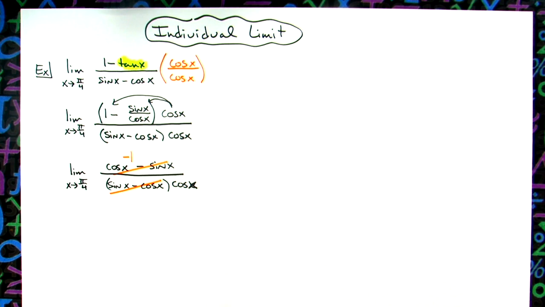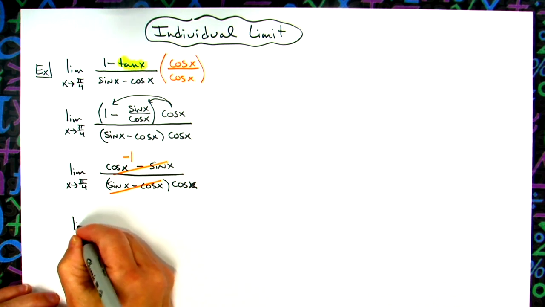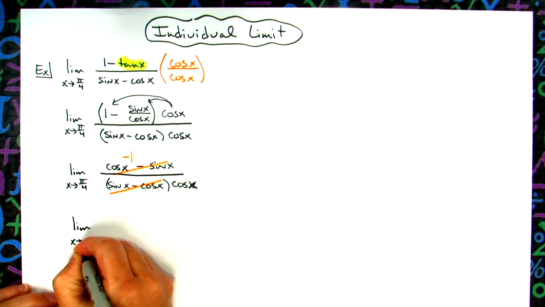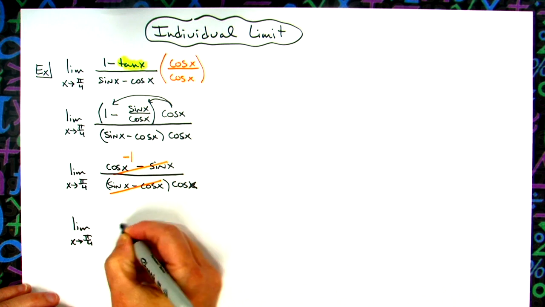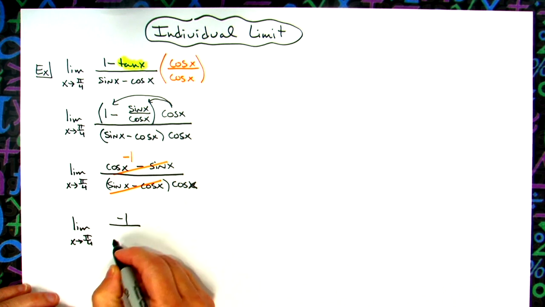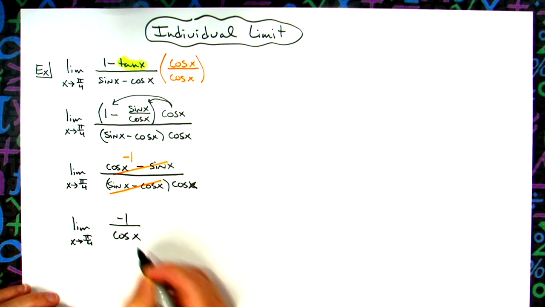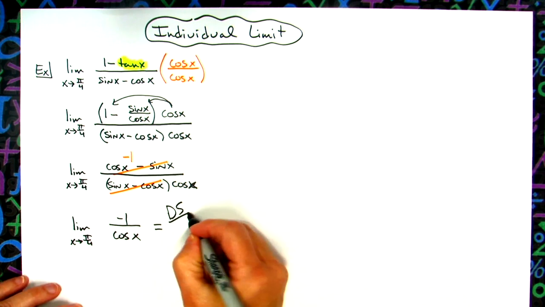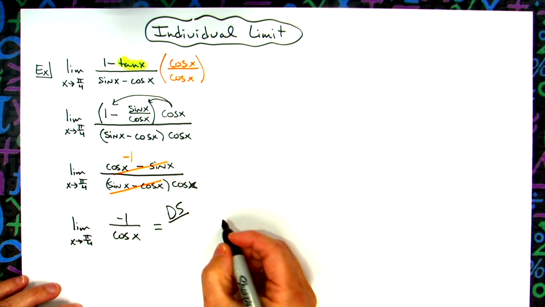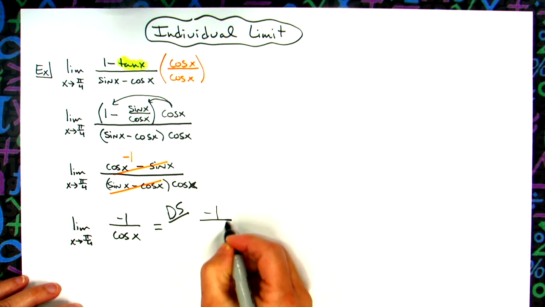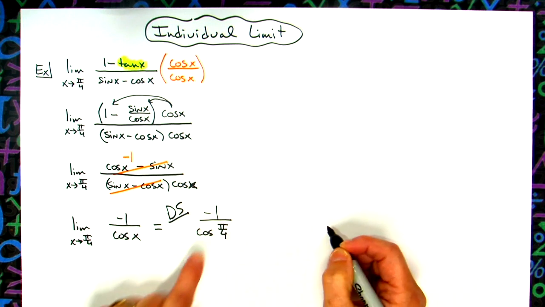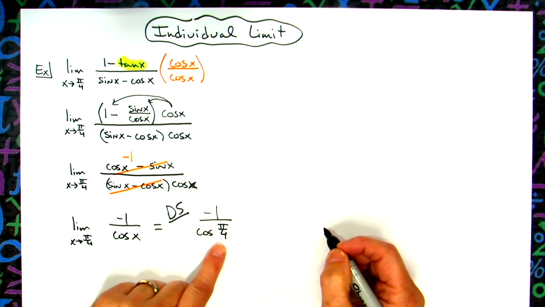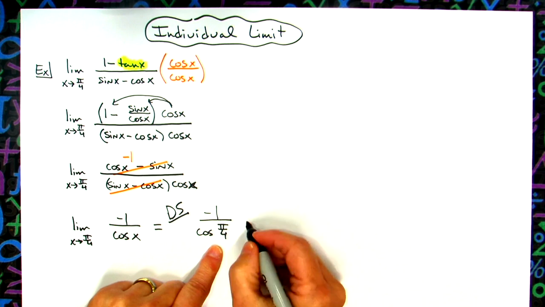So then I'm going to have the limit as x approaches pi over 4, and I'm going to have a -1 on top, and then just a nice little cosine x on the bottom. At this point, then, I'm ready to do a direct substitution, so I can drop the limit notation. I'll have a -1 over the cosine of pi over 4, and hopefully on the unit circle you have this memorized as a square root of 2 over 2.